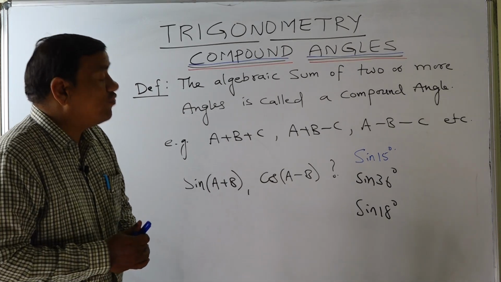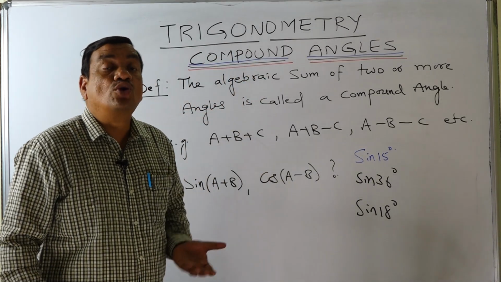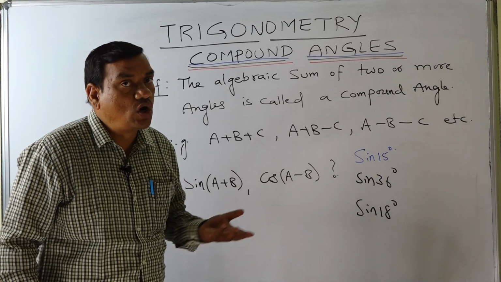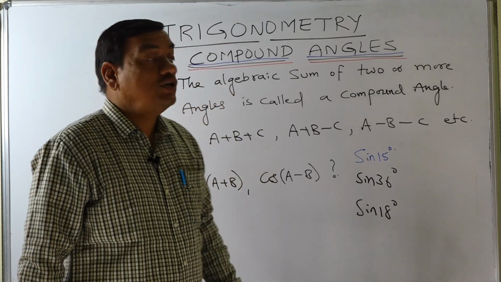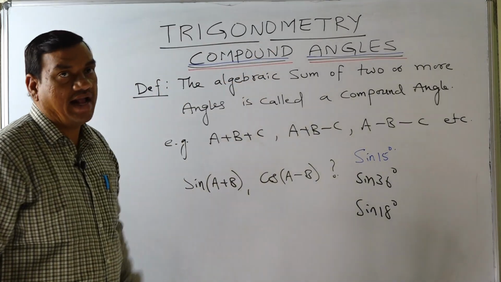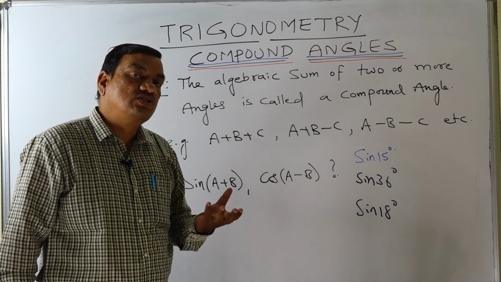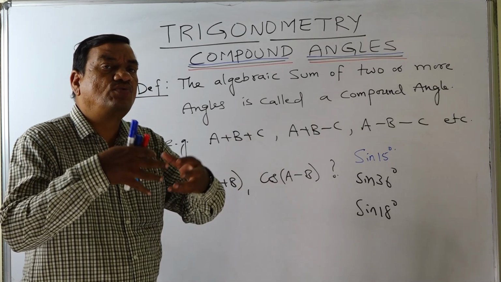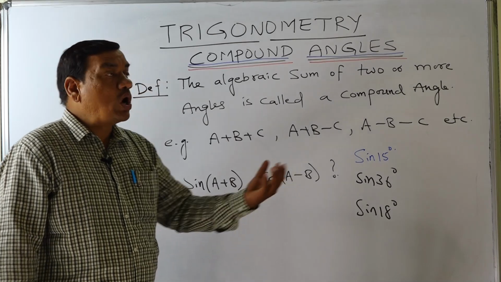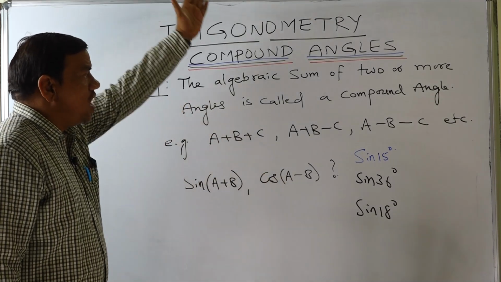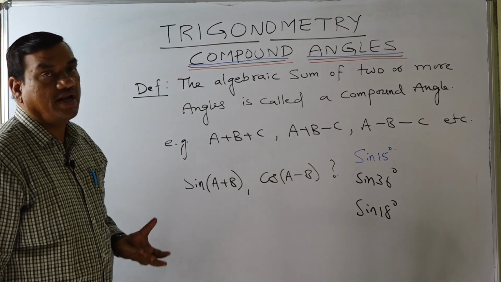Then how do we find these values? Sin 15, cos 15, tan 15, sin 22 and a half, cos 22 and a half degrees, how to find all these values? That will be explained using compound angles. What is a compound angle? In chemistry we come across compounds. A compound is a mixture of two or more chemicals. Here also, a compound angle means the algebraic sum of two or more angles.